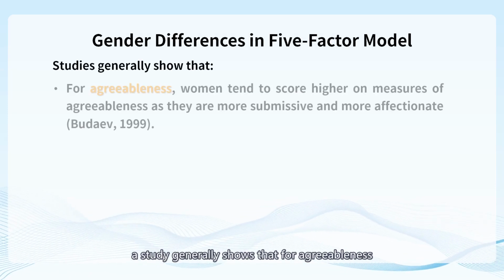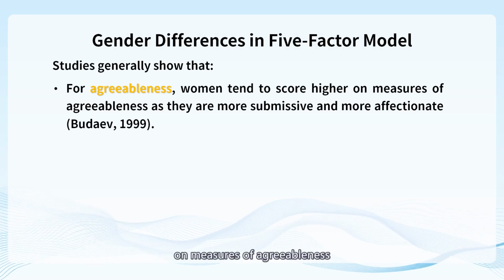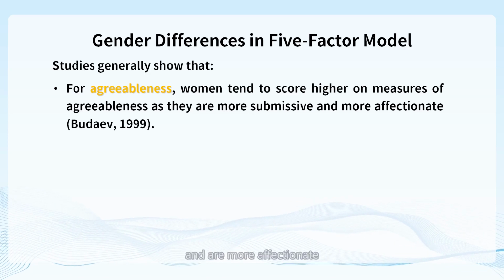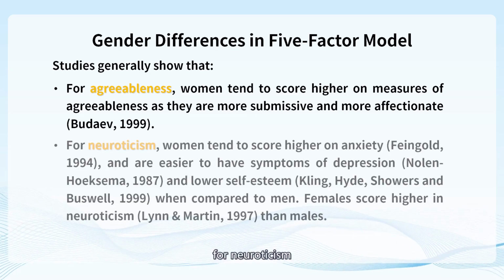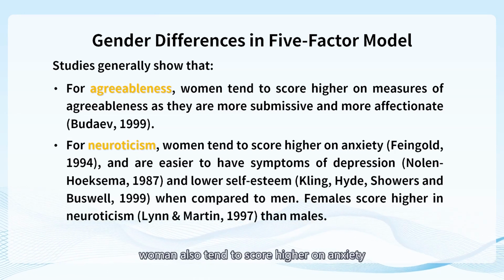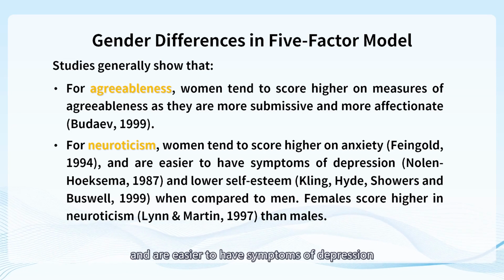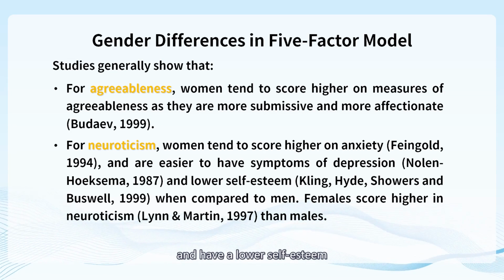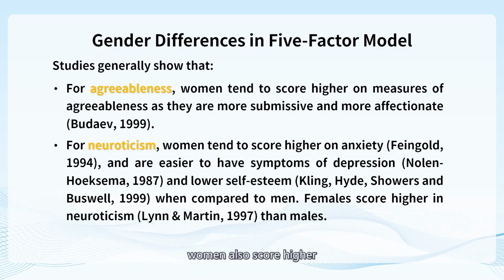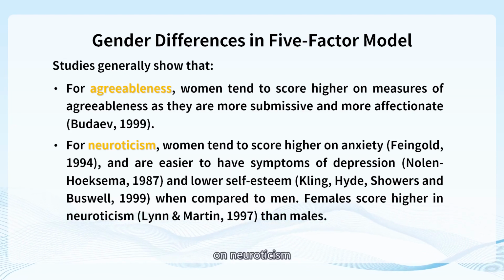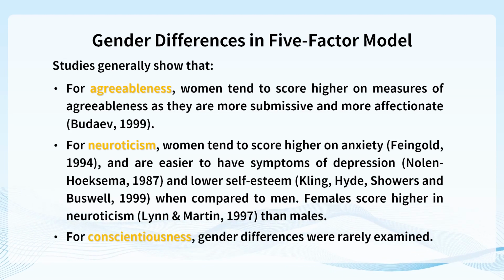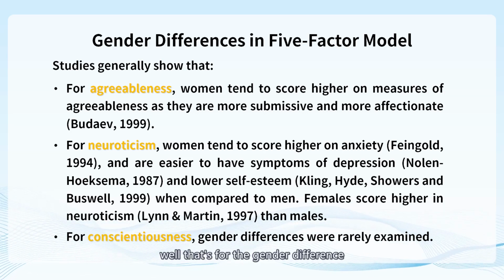Studies generally show that for agreeableness, women tend to score higher on measures of agreeableness than men because they're more submissive and are more affectionate. Okay? For neuroticism, women also tend to score higher on anxiety and are more prone to symptoms of depression and have a lower self-esteem compared to men. Women also score higher on neuroticism. For conscientiousness, gender differences are not really consistent or examined. Well, that's for the gender difference.